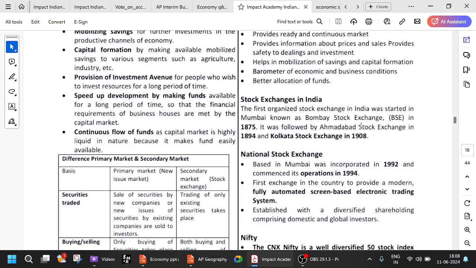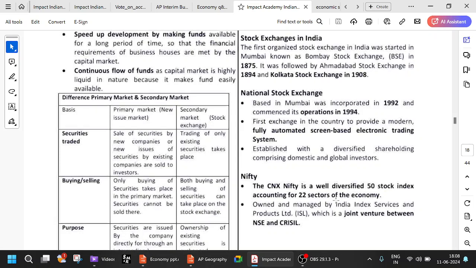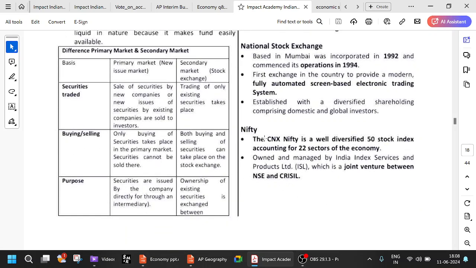It was followed by the Ahmedabad Stock Exchange in 1894 and the Kolkata Stock Exchange in 1908. So before getting the national one, we got these individual ones. Then the National Stock Exchange, based in Mumbai, was incorporated in 1992 and commenced operations in 1994, so long after. The Bombay Stock Exchange is the oldest one, 1875. Nifty is a 50 stock index, a joint venture between NSE and CRISIL.